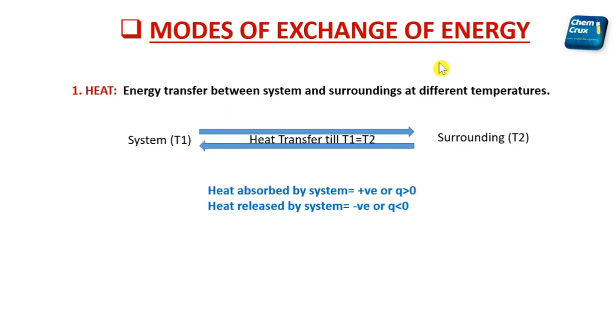Coming to sign conventions, we have heat absorbed by the system as positive and heat released by system as negative. So you can memorize in this manner. System absorbing heat can be compared to system gaining something. So gaining something can be treated as positive. So in that way, heat absorbed by system is positive, and similarly system releasing heat can be compared to system losing something. So losing something can be treated as negative. So heat released by system is negative.